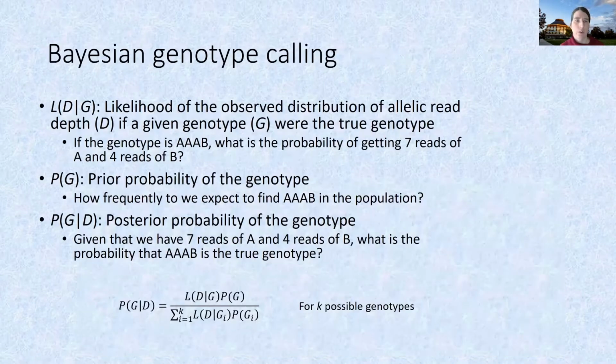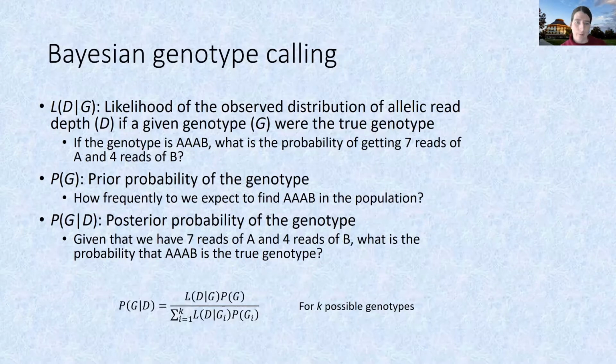Okay, so what is Bayesian genotype calling? Basically there are these three components, and two of them are used to calculate the third one. The likelihood is the likelihood of seeing those read depths for your alleles if a given genotype were the true genotype. So it's like saying, if the genotype were AB, what is the probability of seeing 7 reads of A and 4 reads of B? And I'm asking that because those are the number of reads that I saw. So that's what the likelihood is.